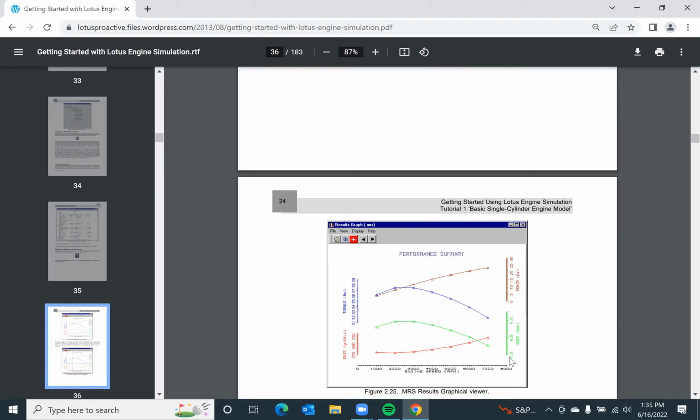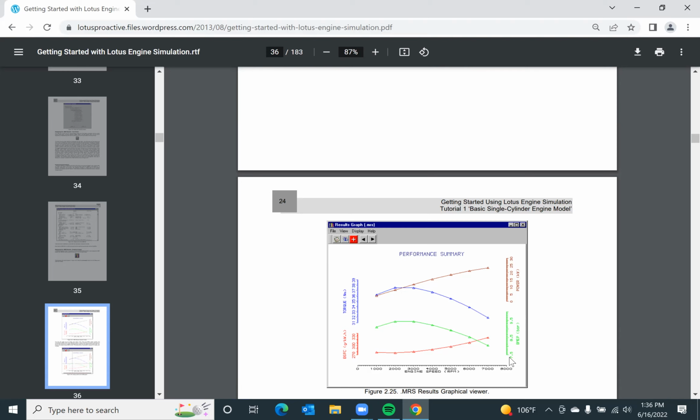Then look at this BSFC. BSFC is the brake specific fuel consumption. This talks about how efficient the engine is. BSFC needs to be as low as possible for engine operation. As you can see, initially the BSFC is low, and gradually at higher RPM, the brake specific fuel consumption goes up.